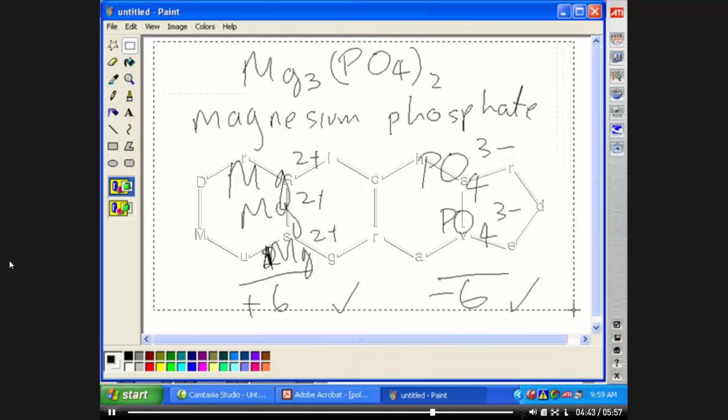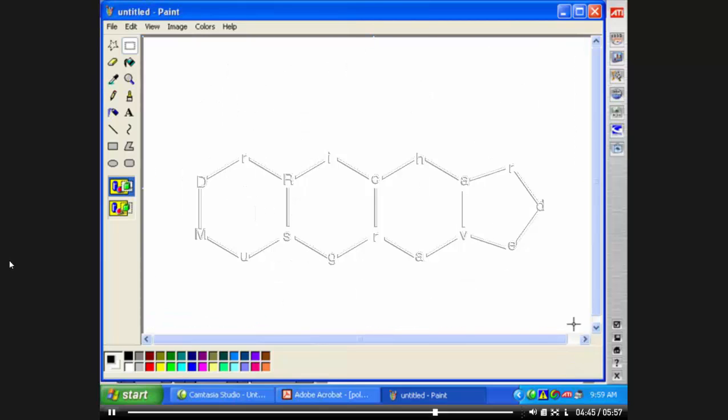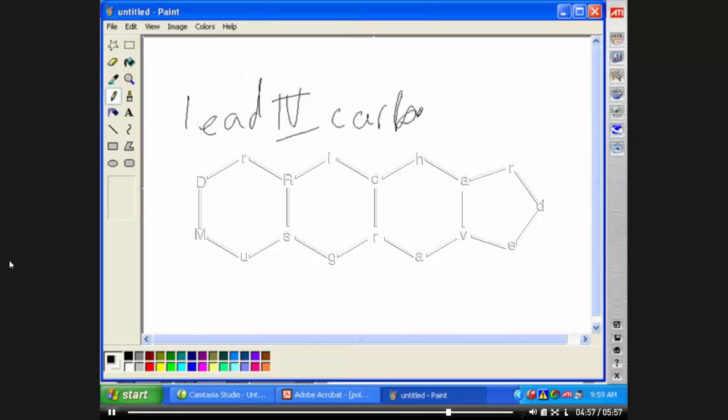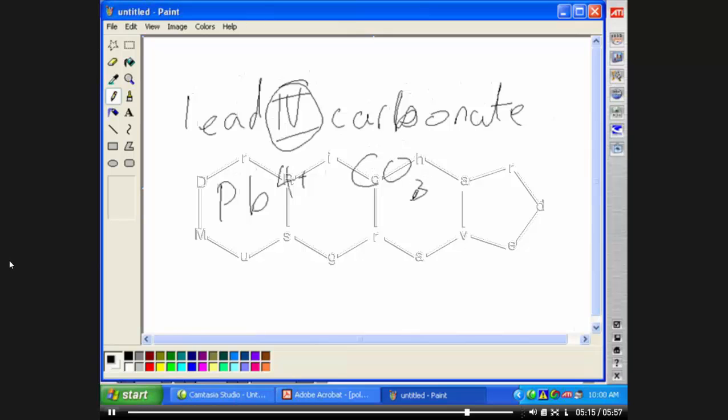Okay, one more example. Lead(IV) carbonate. So again, the IV here indicates a 4+ charge on lead. Not 4 leads, a 4+ charge on lead. Pb4+ is what we have. Carbonate from the polyatomic ion sheet, CO3 2-.